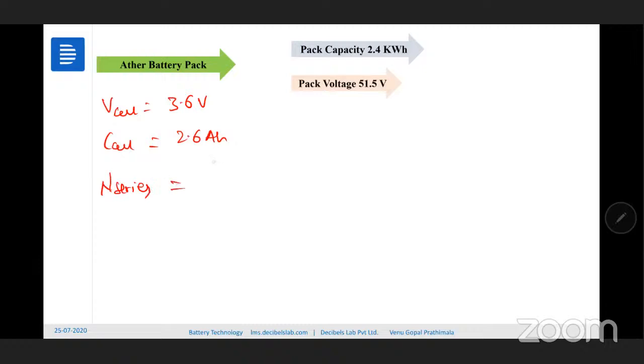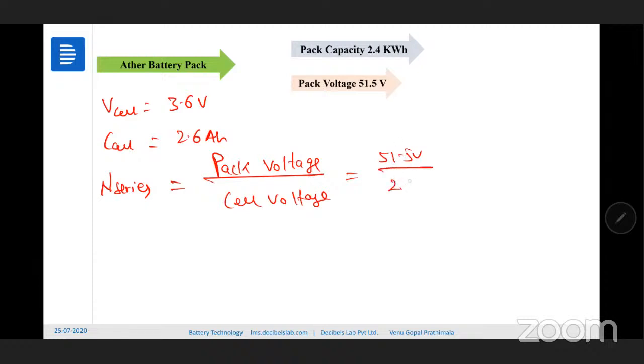First thing we have to calculate is the number of cells connected in series, that is pack voltage divided by cell voltage. Here the pack voltage is 51.5 volts divided by cell voltage 3.6. So 51.5 divided by 3.6 will give you 14.3 cells. So let's consider it as 14 cells.